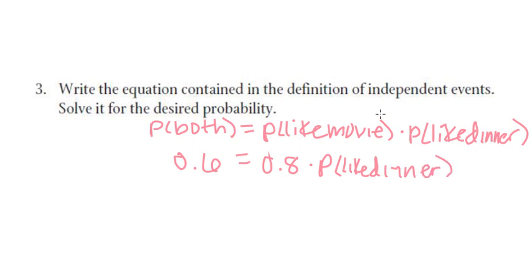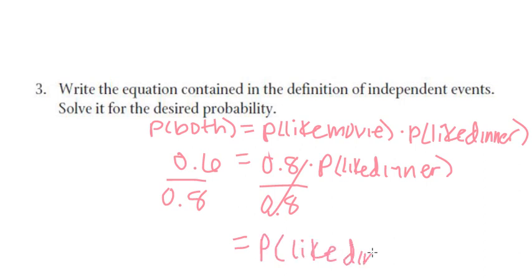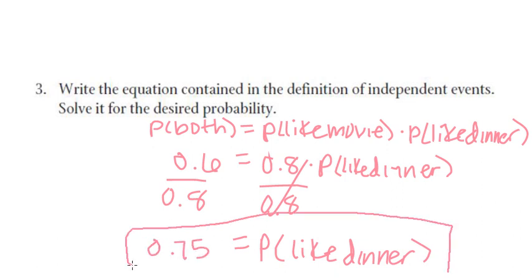So in order to find this, all I have to do is get this probability by itself. So I need to divide by 0.8, and that gives me that the probability that they like the dinner is 0.75. And again, we can only do that because we are assuming that they are independent events there. So again, with independent events, you can multiply the two together to find the probability of both.